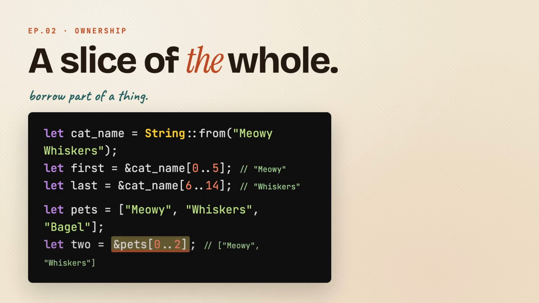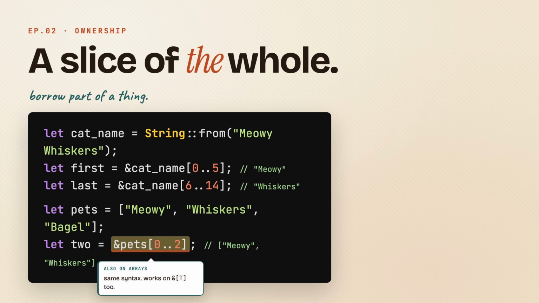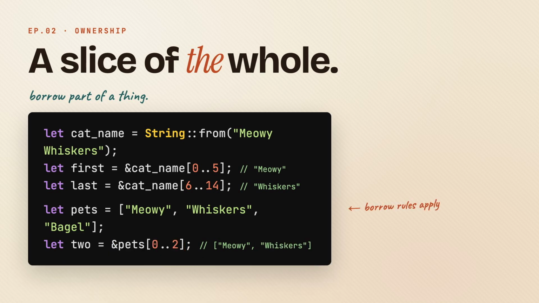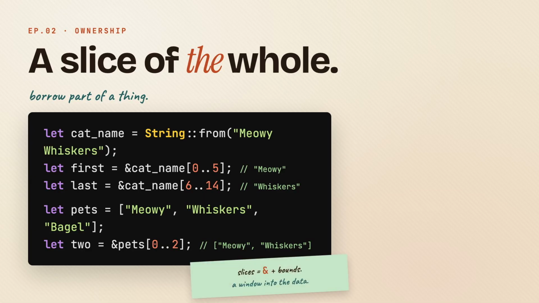The same syntax works on arrays. This gives you a slice into the first 2 items. Different sequences, but the same idea. Slices follow the borrow rules because they reference the original. The original can't disappear while the slice is still alive, otherwise the slice would dangle. A slice is a new view into a part of a thing, a reference with a bound.